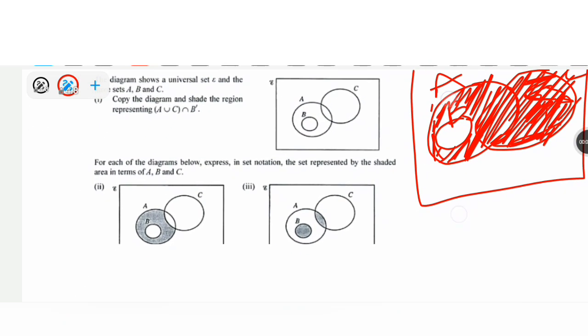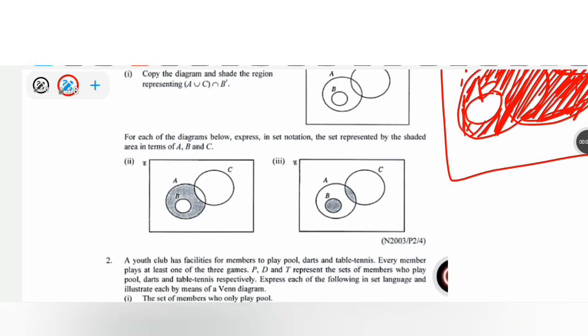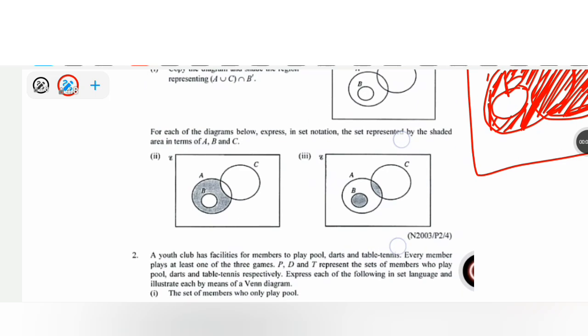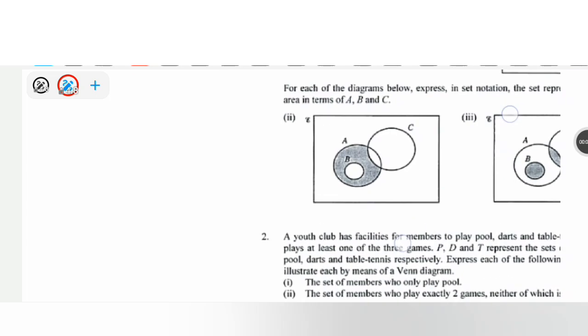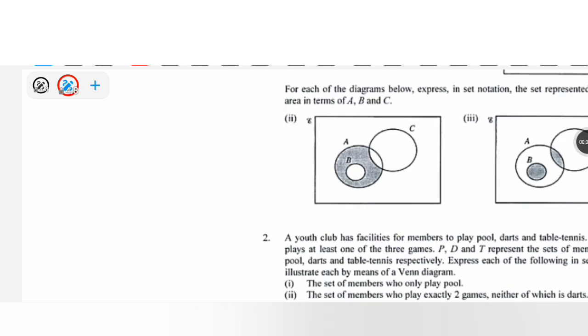For the next one, for each of the diagrams below, express in set notation. Express in set notation. So this one is the reverse of the first one. The set represented by the shaded area. Okay, so let's do this. If you check this one out, you see that C was not shaded at all. So that means C has been primed. That means there must be a C prime in your answer, because C was not shaded at all.